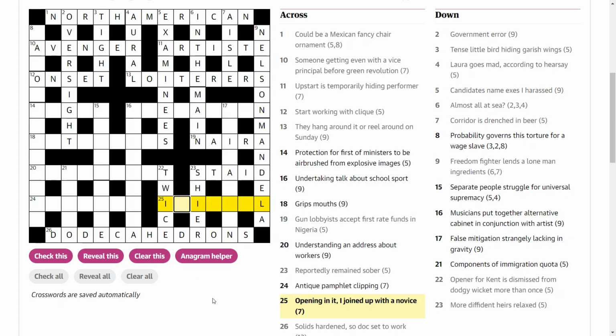Oh, so this is initial. Opening in it, I joined up with a novice. So it's just in it straight from the clue, and then I straight from the clue, and then A straight from the clue, and then L for learner. In it, I, A, L. So what's this one? False.